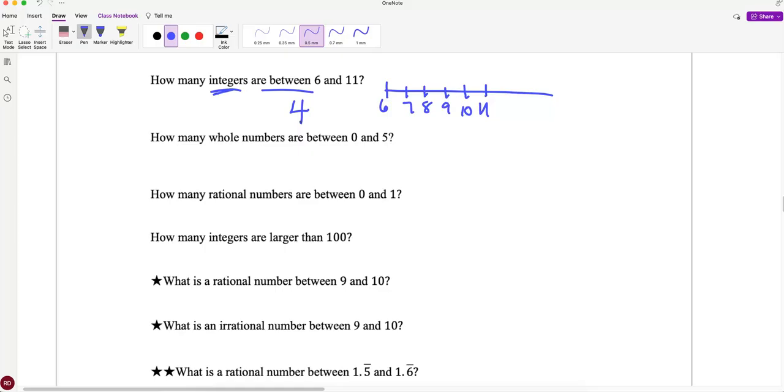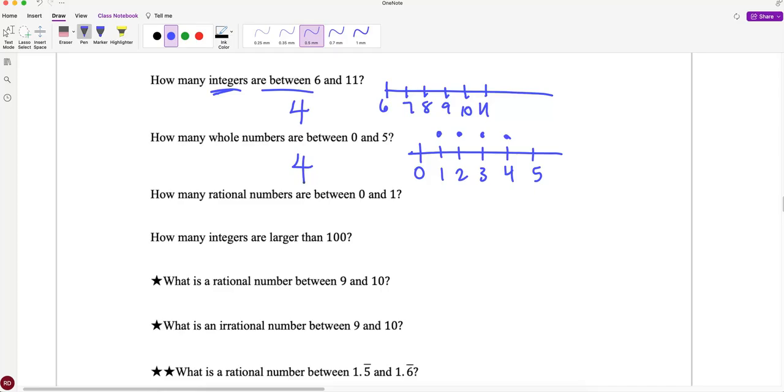How many whole numbers are between 0 and 5? So here's 0, 1, 2, 3, 4, 5. These are all whole numbers. Okay, so there are 4 whole numbers between 0 and 5.